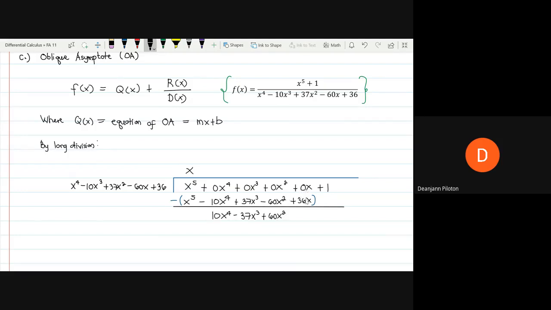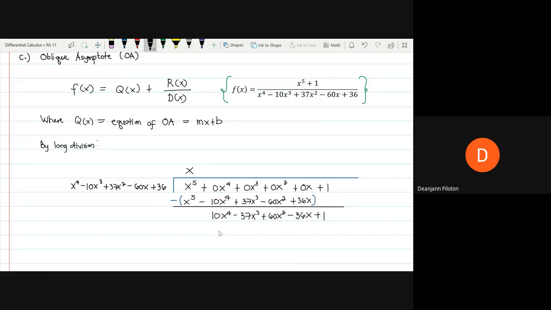For this one, 0 minus 36x, so we have negative 36x. Then we need to bring down. So we bring down the 1, since there is nothing else following it. So bring down 1, so plus 1.